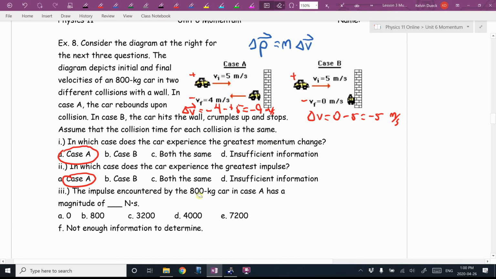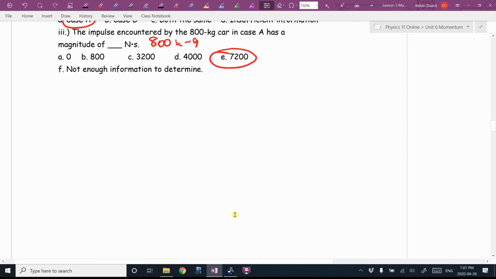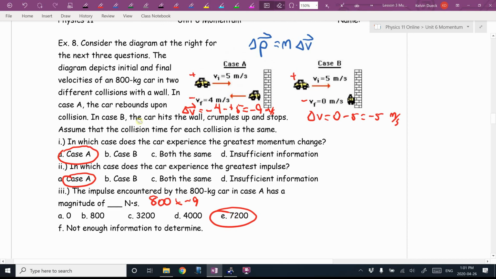And part I asked for which one had the biggest change in momentum. The impulse encountered by the 800 kilogram car in case A has a magnitude of, well, we can figure it out by going mass times change in velocity. So it's going to be 800 times negative 9. The magnitude is 7,200. So, you know what? Bouncing off of a wall and rebounding definitely does more damage because there is a greater impulse, a greater change in momentum, which means there must have been, is there part E? No. I can tell you, since the time is the same, this must have experienced a much, much larger force.